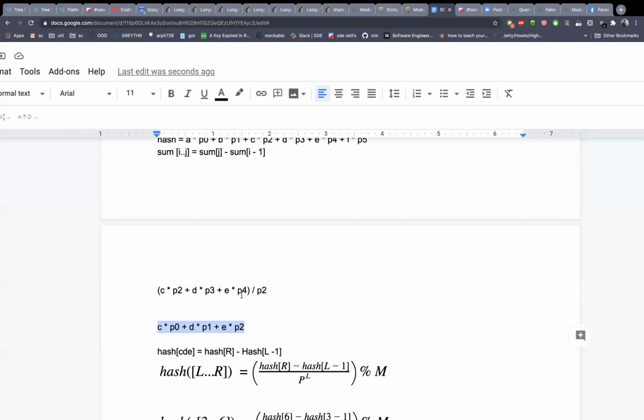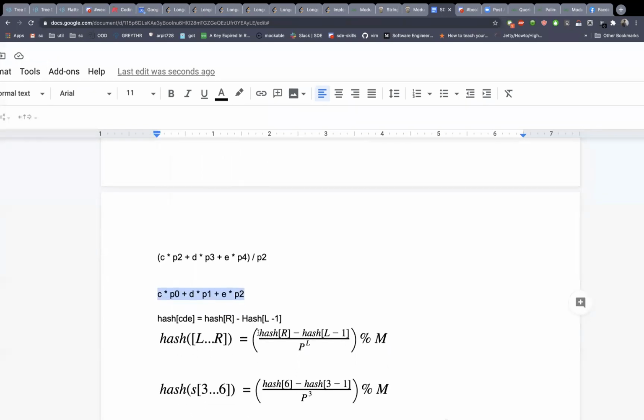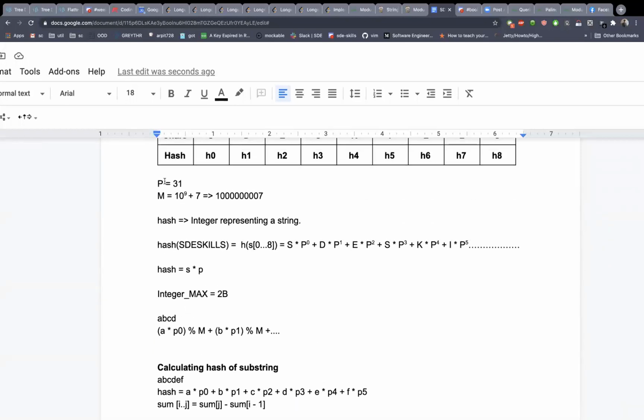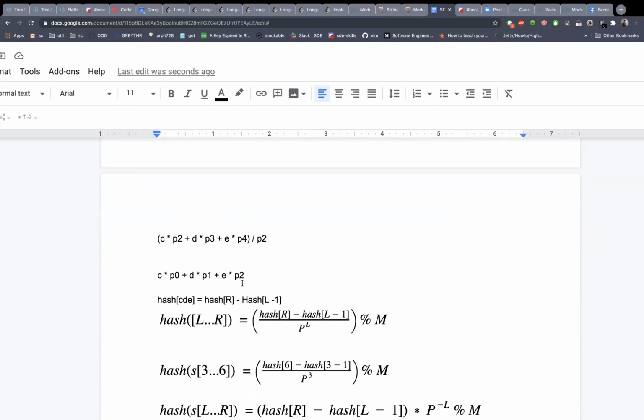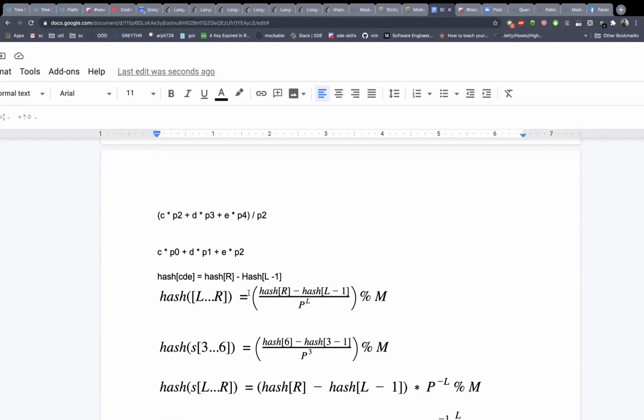So that's the reason why we have this formula: hash of R minus hash of L minus 1, divided by P raised to L, modulo M. Is this clear to everyone? Will the P be the same for all the characters? Yeah, P is the one value that we have to choose at the start. In this case, we have chosen 31. It's like any constant number.